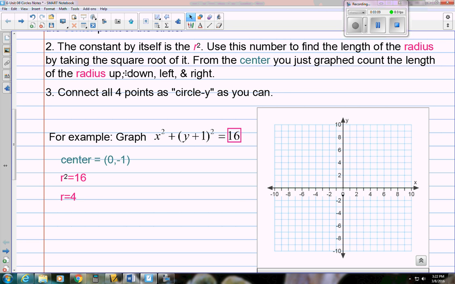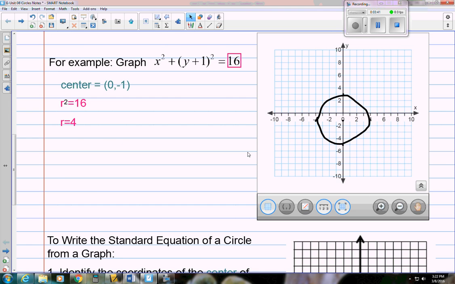So from our center point, we're going to count up, down, left, and right, 4 points, the length of our radius, and then we're going to try to connect them as best we can, which you'll see is easier said than done. But there's our circle. Perfect. Okay.